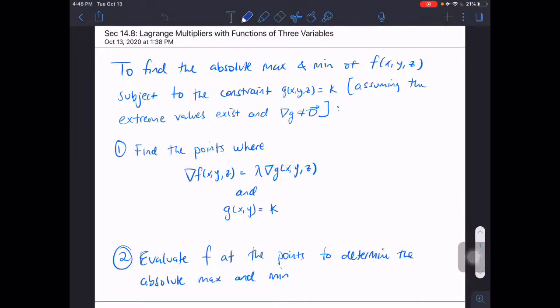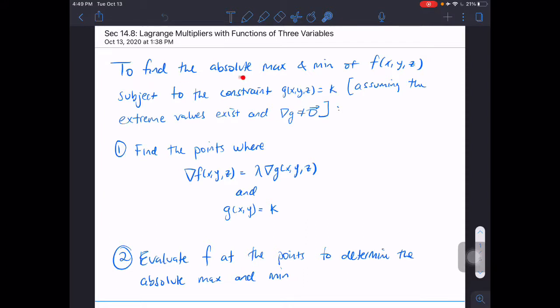Hello again, class. Everything we covered in 14.8 in terms of Lagrange multipliers also applies to functions of three variables. The process is exactly the same, but the algebra is a little bit more intense. The reasoning behind it is the same, except that now it uses level surfaces versus level curves.